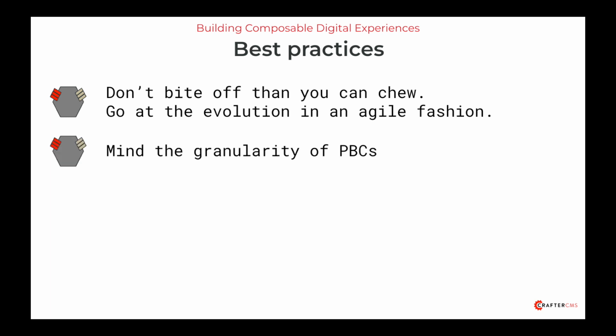Another thing you want to do is think about granularity. So composability introduces a concept of granularity. How small should a PBC be? Well, I would suggest that like service orientation, we don't want to go too small because that gives us too much of a management headache, and we don't want to go too large because then it starts to feel like we're managing monoliths. So just think about the granularity of your PBCs and make sure that it makes sense.